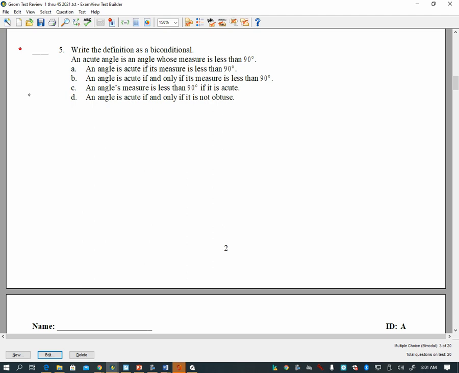Write the definition as a biconditional. A biconditional is a conditional statement. Most of our conditional statements start with the word what? If. A conditional statement has the word if. Halfway through, you have the word what? Then. You have an if and then statement in a normal conditional statement: if this is true, then this is true. But this is a biconditional statement. Does anybody know what words show up in a biconditional statement? If and only if.